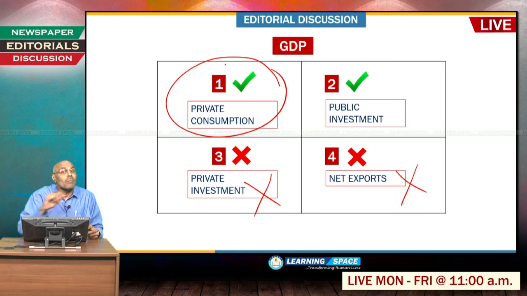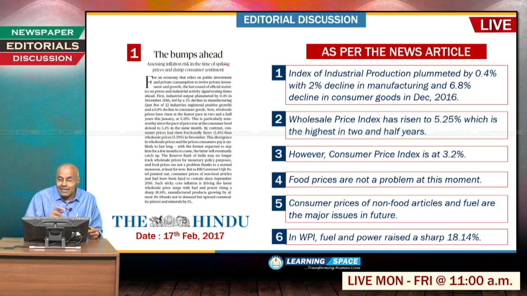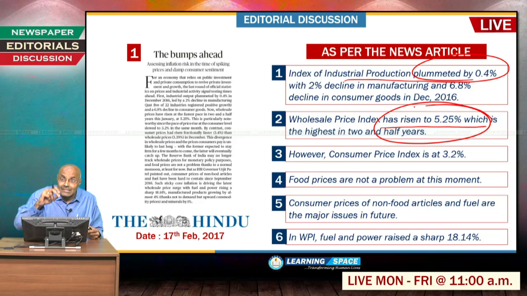And having learned these things, as per the article, this IIP plummeted by 0.4%, then the wholesale price index has risen by 5.25%. WPI is rising, it reached 5.25%, which is the highest in 2.5 years.